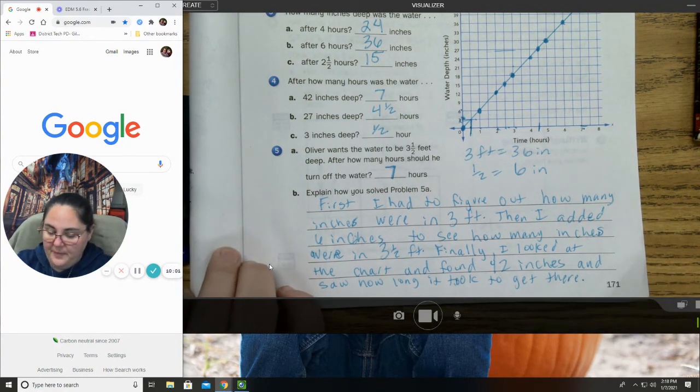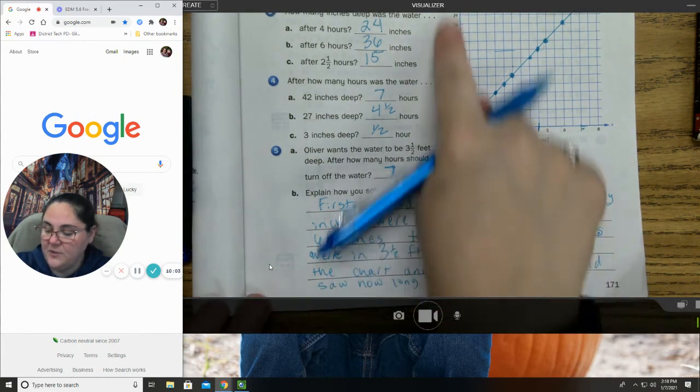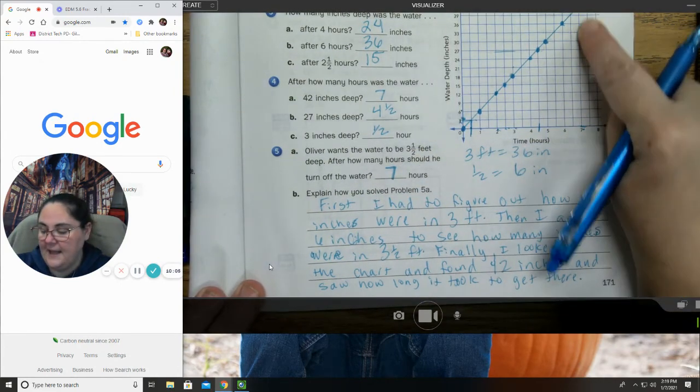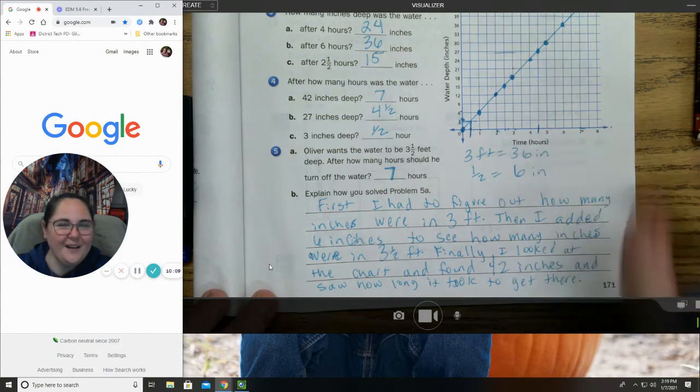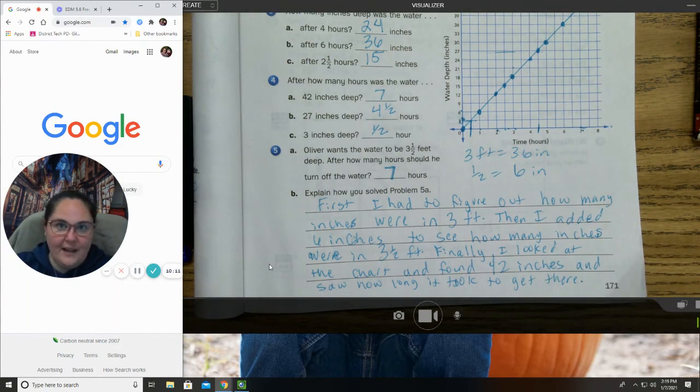Something along those lines. So basically, I looked at 42 inches, I figured out where it hits the line, and then I saw that it takes 7 hours to get to 42 inches. As long as you have something that's kind of worded like that, then you will be fine. That is how you use these graphs to help you answer questions.